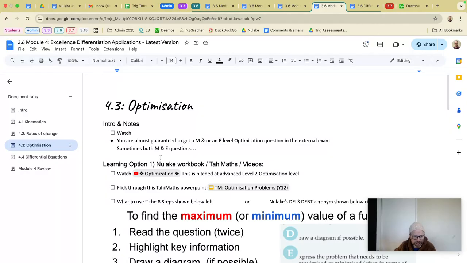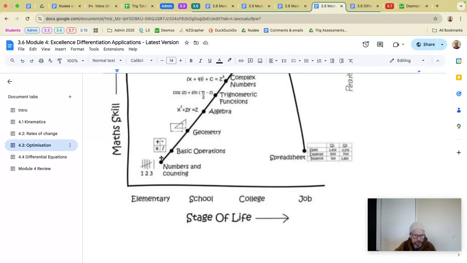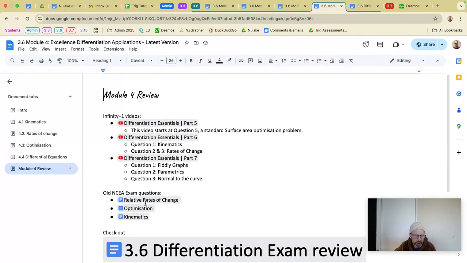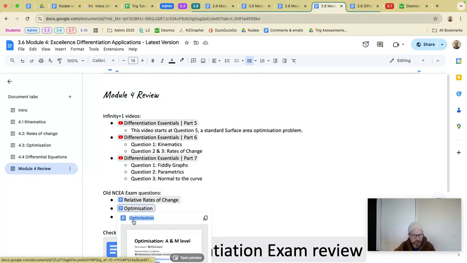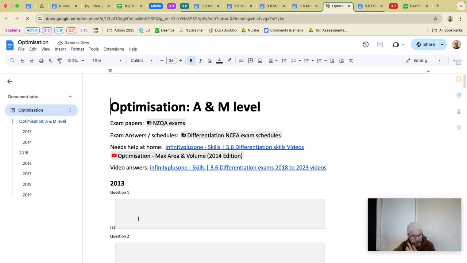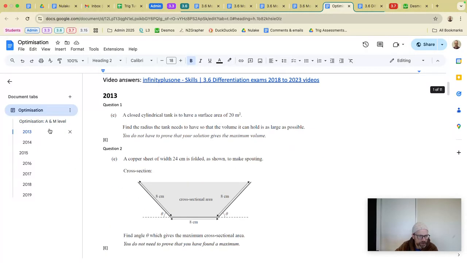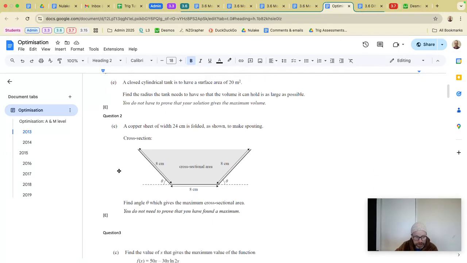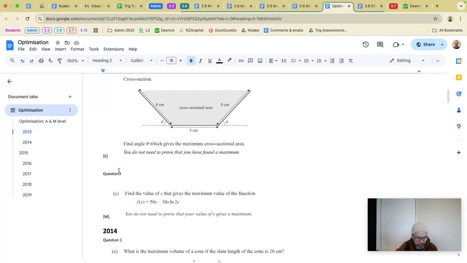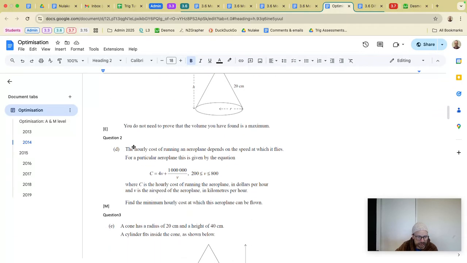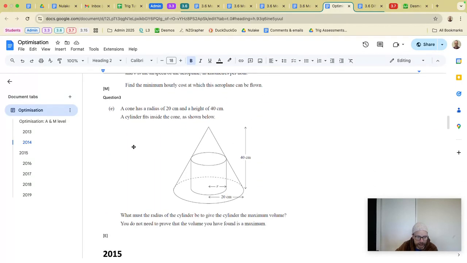Okay, so to prove that to you, if we jumped down to module 4 review here and clicked on this one here, old exam questions, and not quite sure what's over there. So 2013 there was an E, there were 2 excellence questions. In fact, there was 3 and a merit. That's overkill. 2014 was an E, an M, and an E.